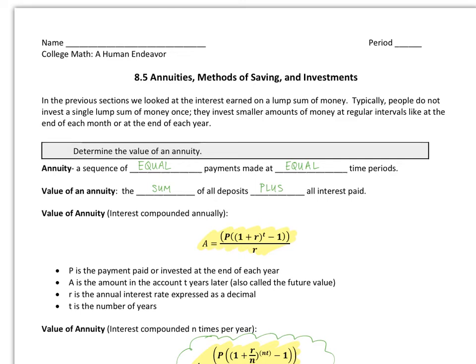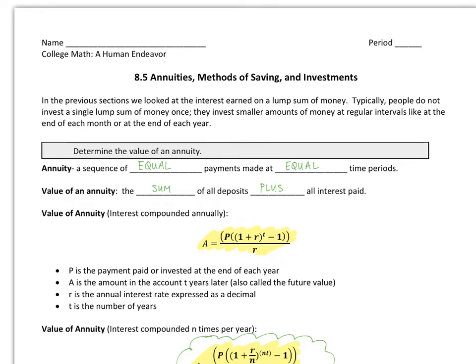Welcome to the first part of 8.5, Annuities, Methods of Savings and Investments. So in the previous sections, we looked at interest earned on a lump sum, meaning I invested one amount of money and I don't touch the account ever again. Well, that's different than what an annuity is, where we invest in smaller amounts over periods of time during regular intervals. Each month, at the end of each year, every 6 months, etc. So we're going to talk about how we determine the value of an annuity.